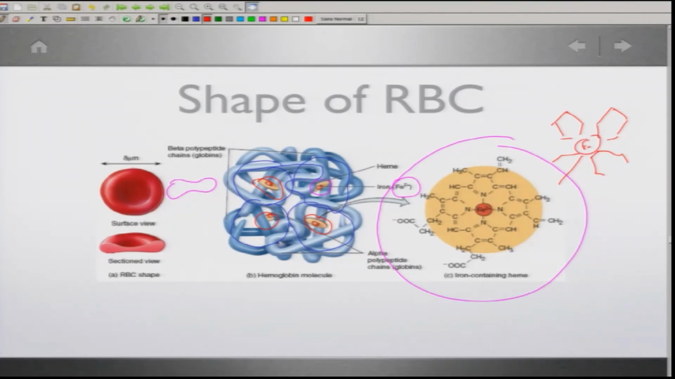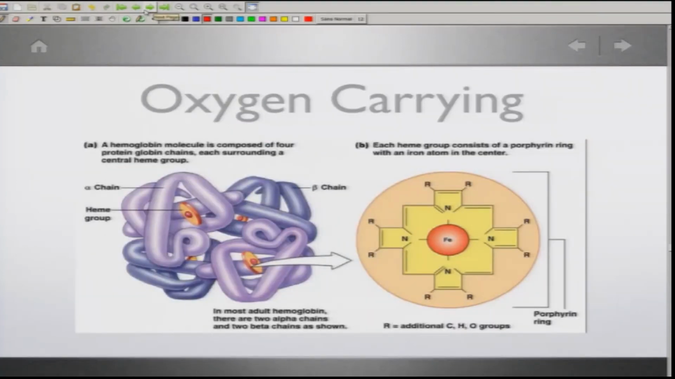This is the hemoglobin which is involved in carrying the oxygen, and it has beta polypeptide chains and alpha polypeptide chains, which form the globin molecule. The hemoglobin molecule is composed of 4 protein globin chains, surrounded by the central heme group. These are the alpha chains, these are the beta chains. Again, these are the alpha chains, these are the beta chains. Here you have the heme group sitting out here. In most adult hemoglobin, there are 2 alpha chains and 2 beta chains, and this is where the coordination complex of the iron is sitting.